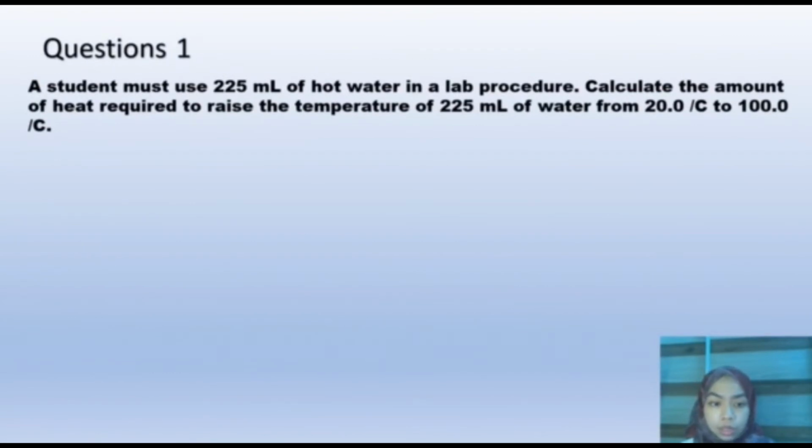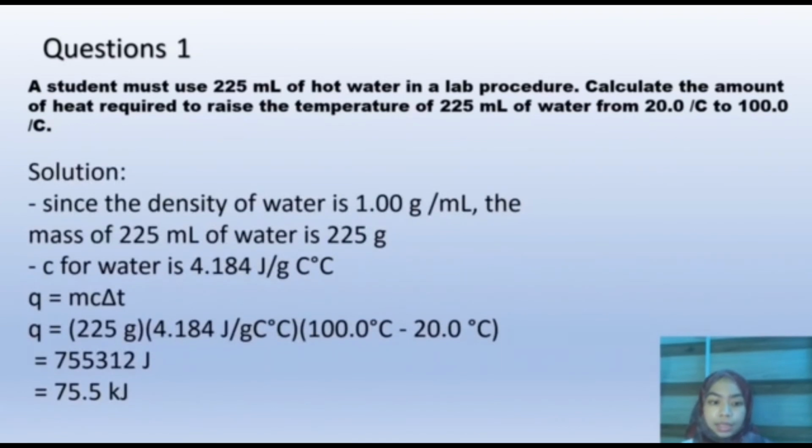A student must use 225 ml of hot water in a lab procedure. Calculate the amount of heat required to raise the temperature of 225 ml of water from 20 degrees Celsius to 100 degrees Celsius. First thing first, we need to list all of the information given in the question. Since the density of water is 1 gram per ml, the mass of water must be changed to grams, so we can solve the problem. C for water is 4.184.